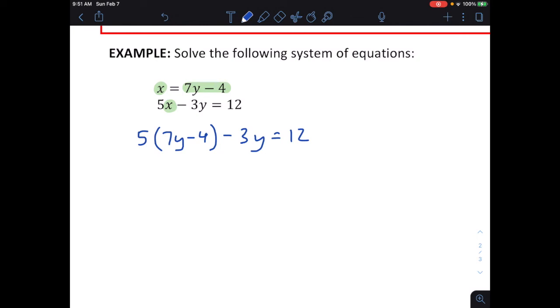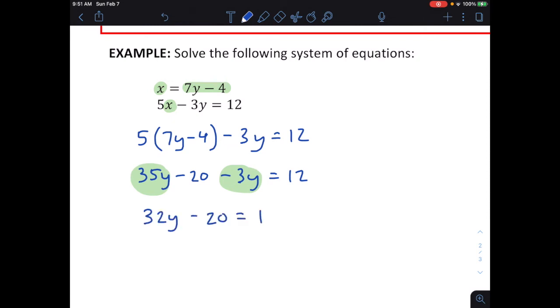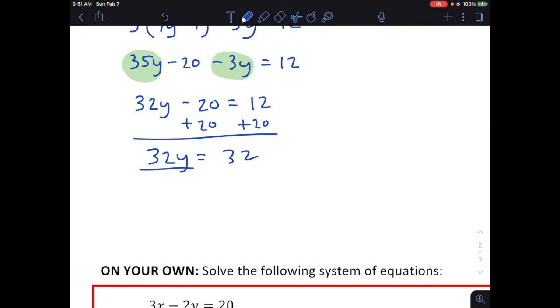All right, so if we distribute, we have 35y minus 20 minus 3y equals 12. And now this one, the combining of the like terms is a little harder because they're not next to each other. So in this case, we have 35y minus 3y, so that's 32y minus 20 equals 12. I'm going to add 20 to both sides. So 32y equals 32. So that means that y equals 1.